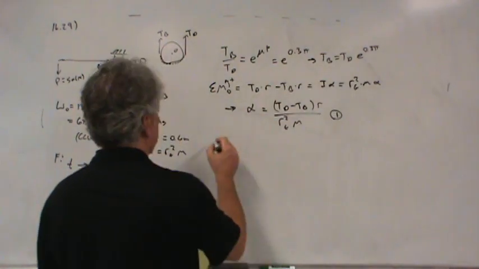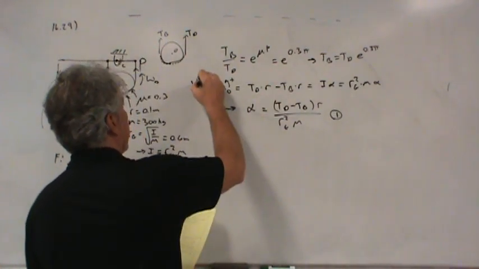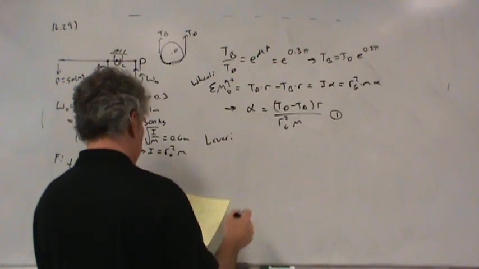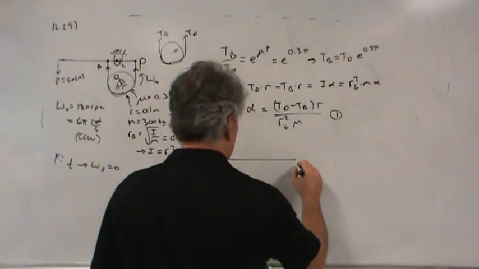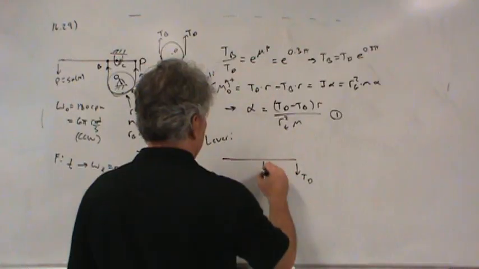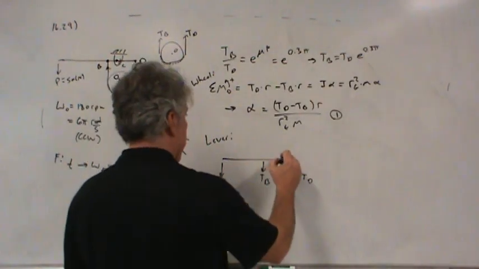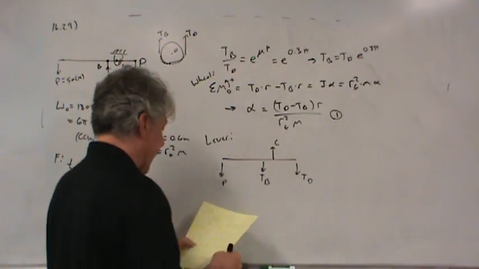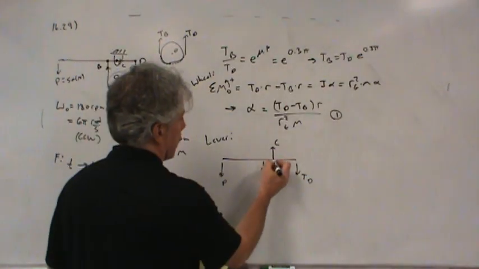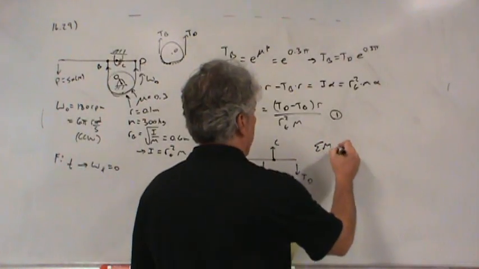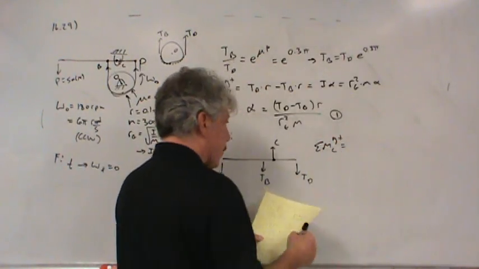For that, we'll have to take a free body diagram. So this is for the wheel. We'll have to take a free body diagram of the lever. The lever has tension at D acting downward, tension at B acting downward, and force P acting downward, with force at C acting upward. Now, I'm not really interested in the force at C, so I'm going to choose to sum moments on the lever about point C, taking counterclockwise as positive.